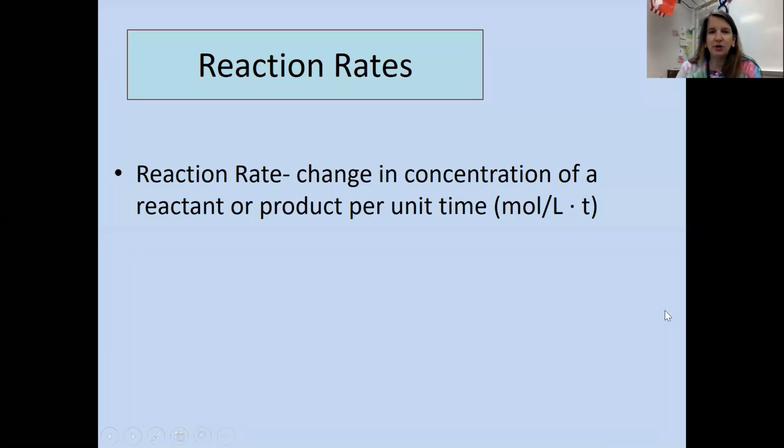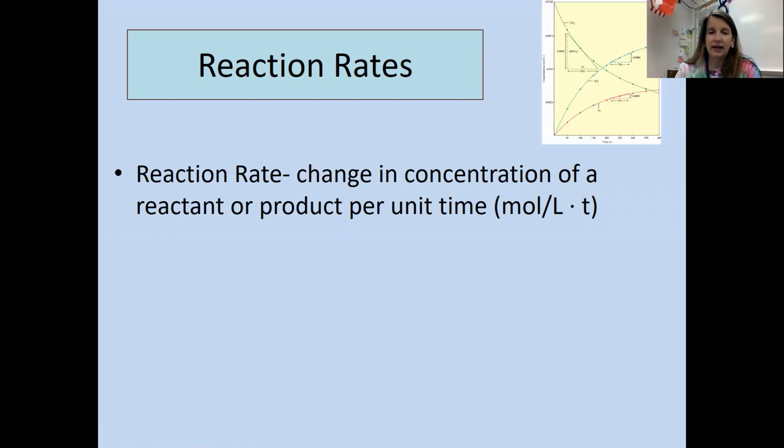Hey students, in this video we're going to go over how to calculate reaction rate and how to calculate the average rate of the reaction. So first off, when we talk about reaction rate, we usually look at it in terms of concentration. So we're going to take the change in concentration of our reactant or our product per unit of time. And depending on the data that's provided, it's going to be in seconds or minutes or hours or whatever. It just depends on the data.